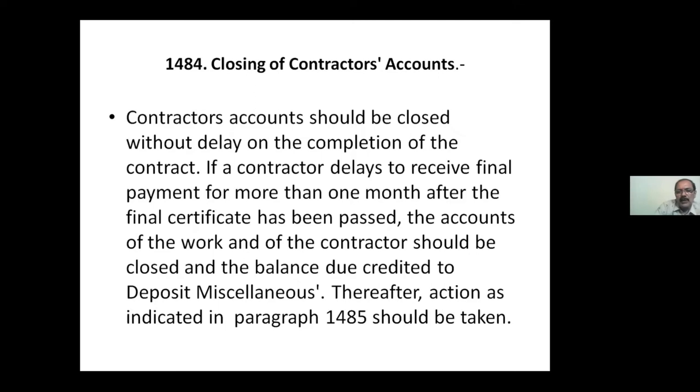Within 1 month, the contractor should accept the payment given by the railway. Suppose the payment is not accepted within 1 month, even after sending, then that amount will be credited to deposit miscellaneous, because that particular contractor may be having some claims. So he may not be happy with the amount that is cleared by the department. He wants to claim something more than what the department has passed. So that is called a claim. That will be resolved under 1485 separately.